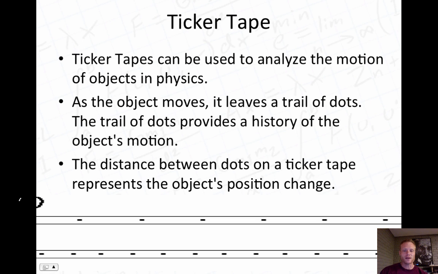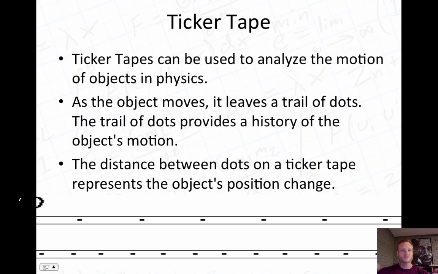A ticker tape diagram basically is a diagram that's used to analyze the motion of an object. In particular, it's more in physics. I really haven't heard about this anywhere else in other courses. So basically the idea is as the object moves, it leaves a kind of pretend, if you will, trail of dots. So if you can imagine, let's say your car is leaking oil and there's a trail of dots that are left behind your car as it travels. The trail of dots actually provides a history of your car's motion. So the distance between the dots on a ticker tape diagram does actually represent the object's positional change.